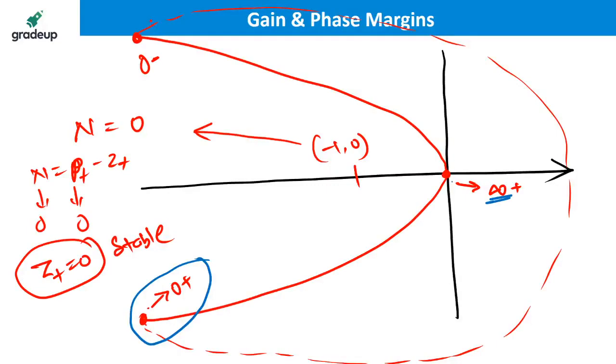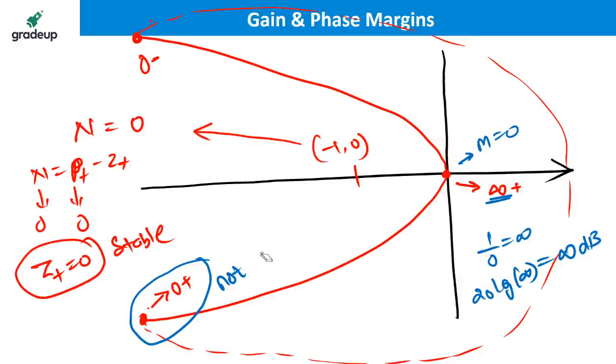So whenever it is touching at origin, what is the gain margin? Infinity, right? Because the magnitude at origin is 0, so the gain margin is 1 by 0, that is infinity. Even if you take it in the log scale, 20 log infinity is infinity decibel. Okay, it is infinity decibel. So this is not omega p. You can understand from the polar plot how it can be omega p, right?